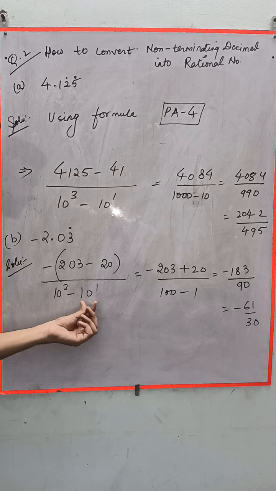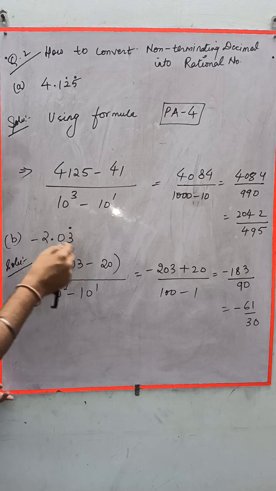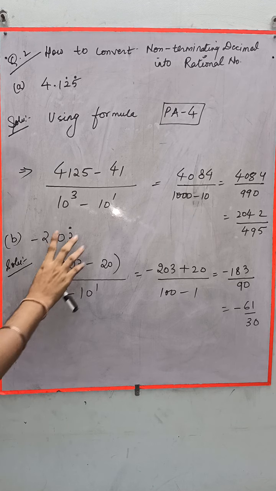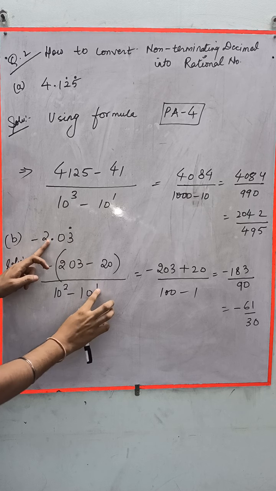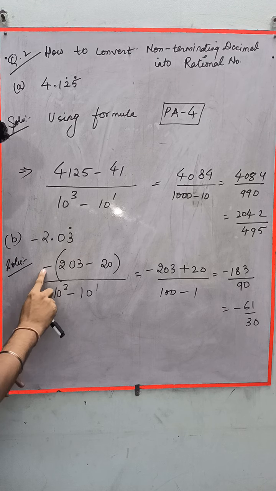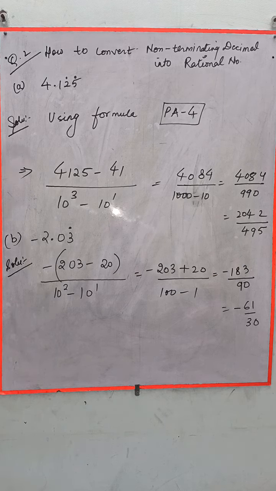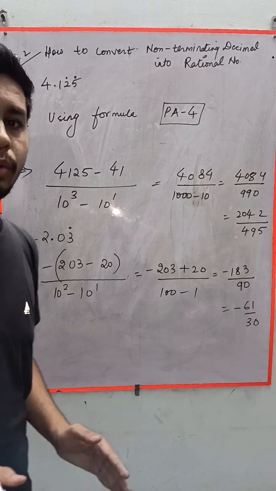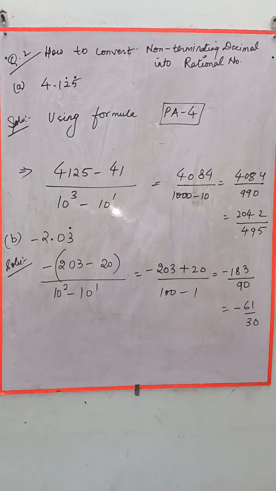Now minus 10 to the power 1. How 1? After the decimal, how many digits are not recurring? After the decimal, only 0 is not recurring, so 10 to the power 1. On solving, take this negative inside, so you will get the final answer. Now just give a try to the next one. If you face any doubt, you are free to ask. Okay, so do these questions.